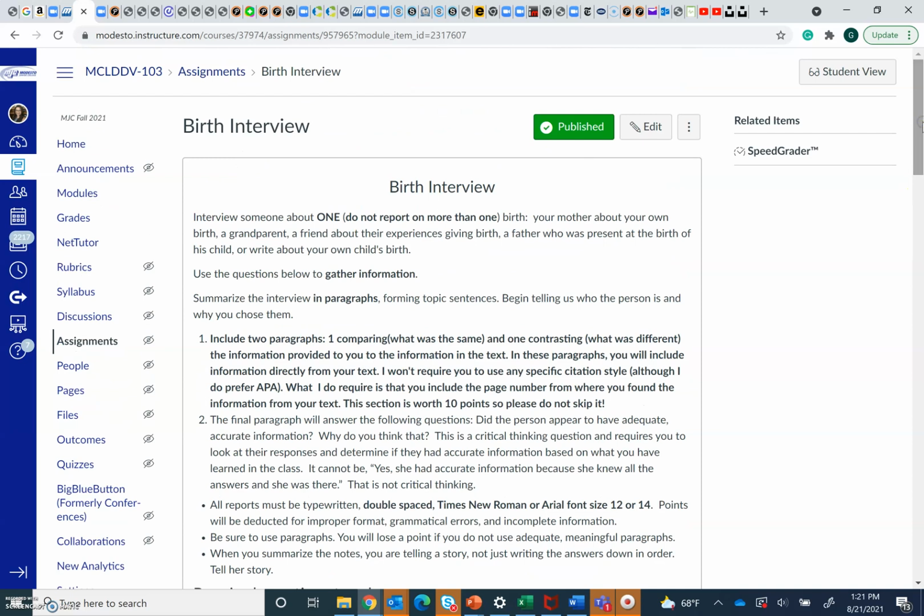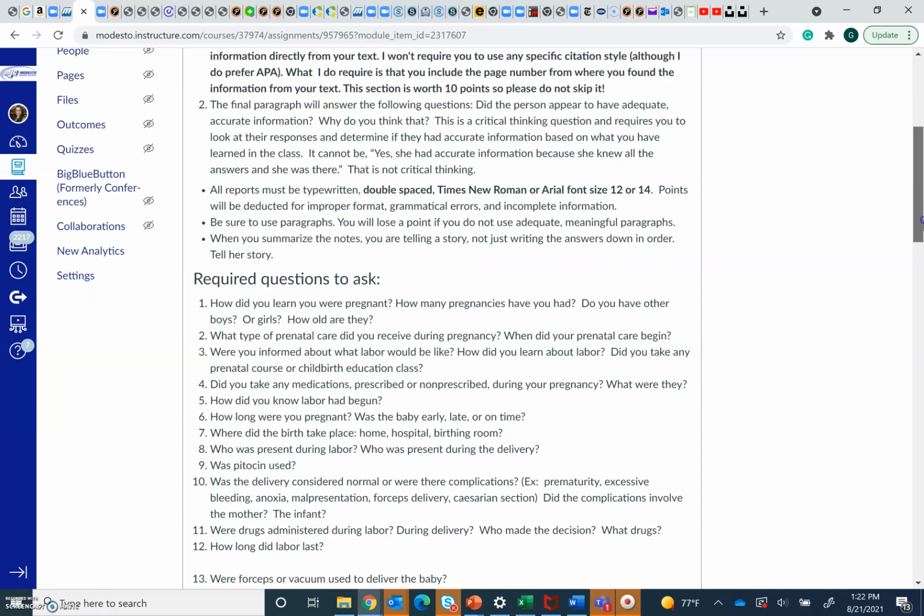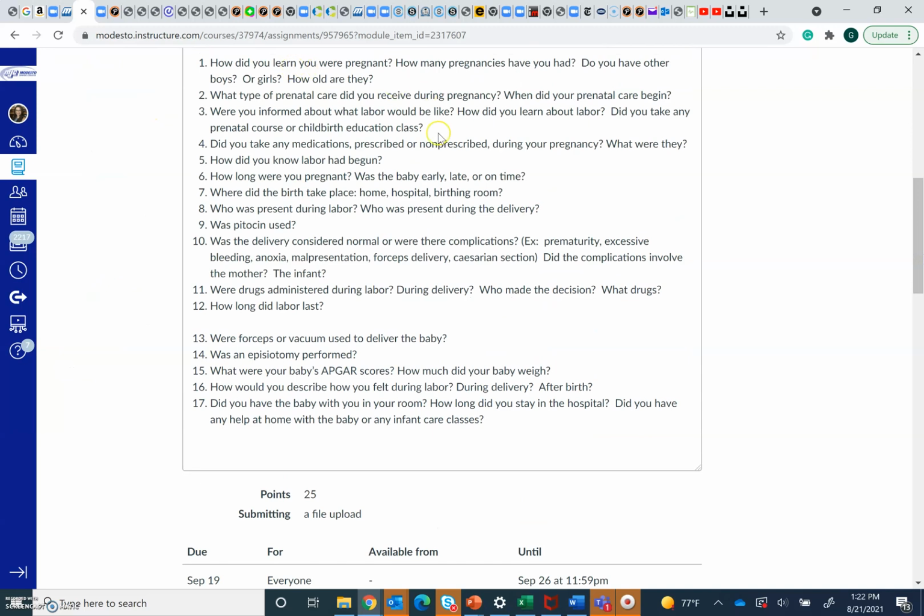So again, you will choose one person who has given birth, and they can be multiples in that one birthing experience, but you're only interviewing this person about one birthing. So if they have 8 children, unless they had all 8 at the same time, you're only going to pick one birthing experience. You can do this assignment on your own birthing experience if you have given birth. So you can do your own interview, which you'll just be speaking in first person as you answer these questions.